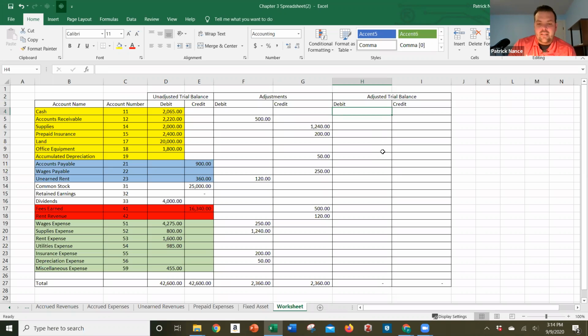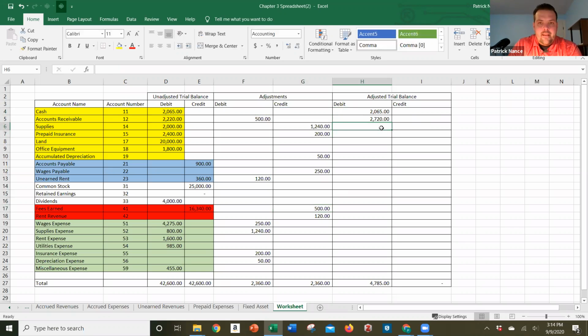Now remember, just like the ledger, if something has a debit balance in it and I debit it, I add it. If something has a credit balance in it and I credit it, then I add it, but it goes in the credit column. But if it's going the opposite direction, I'm going to subtract it. So cash didn't have anything happen to it, so that one's nice and easy. It's 2065. Accounts receivable had a debit balance, and I debited the account for an adjustment, 500. So I added it. I got 500 down here for the other side, but I'm not there yet.